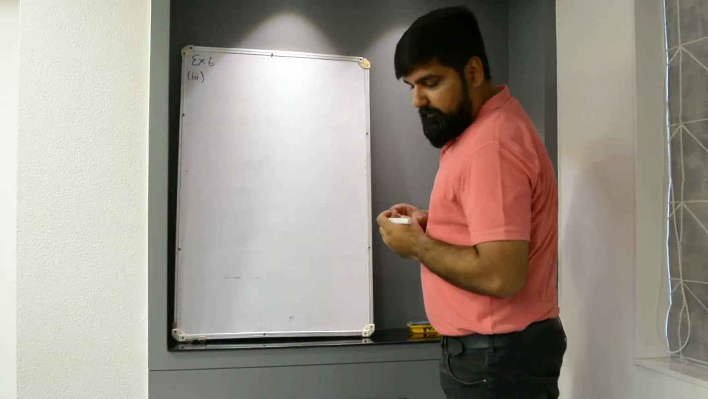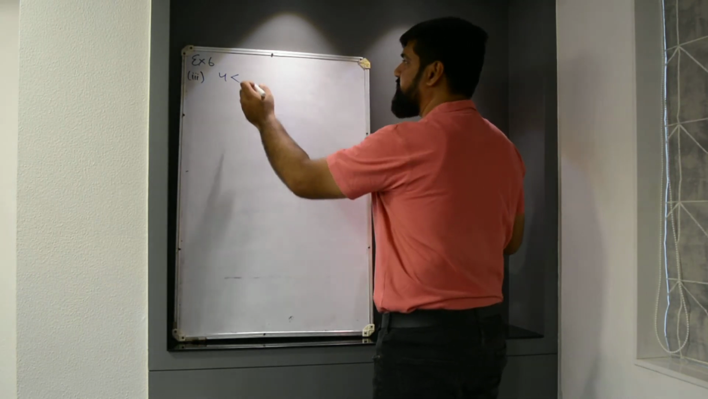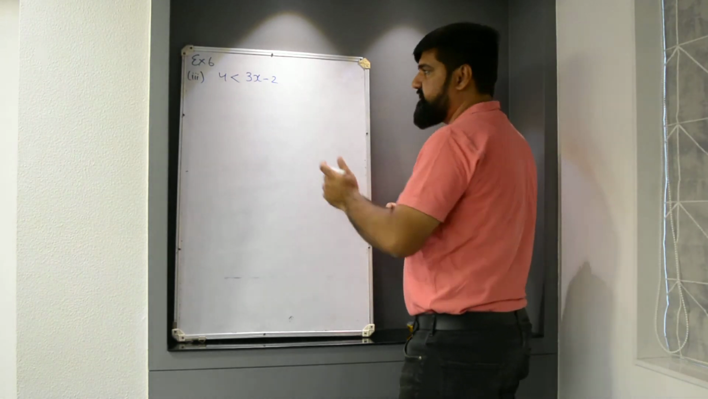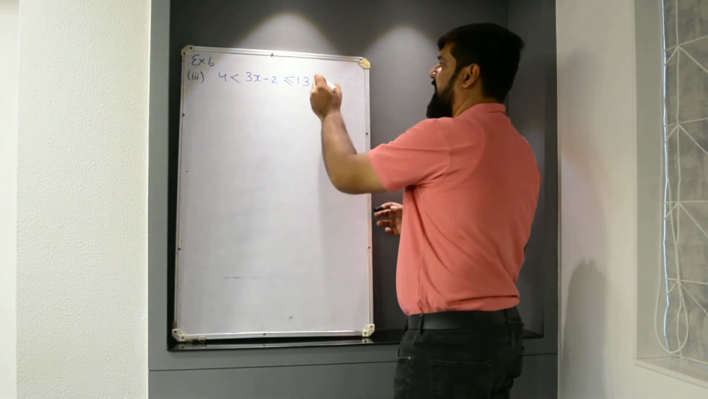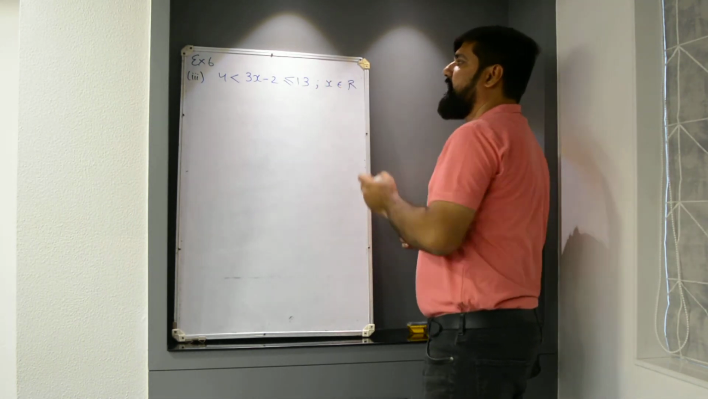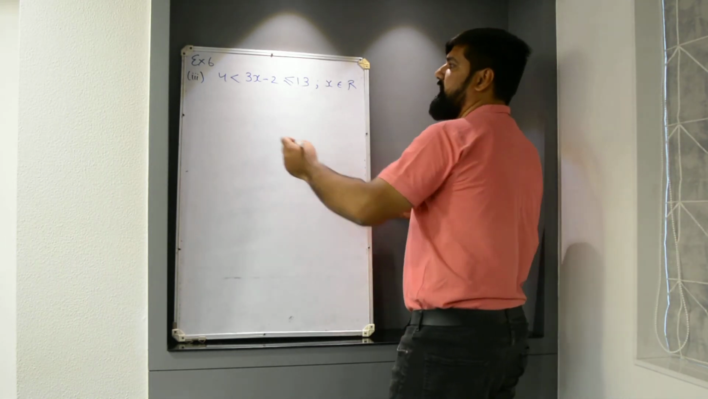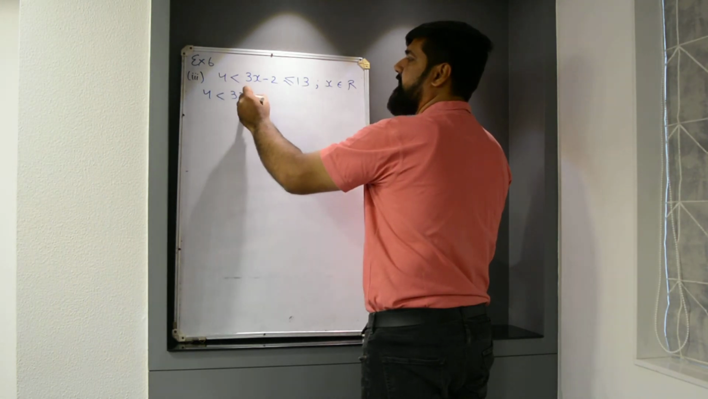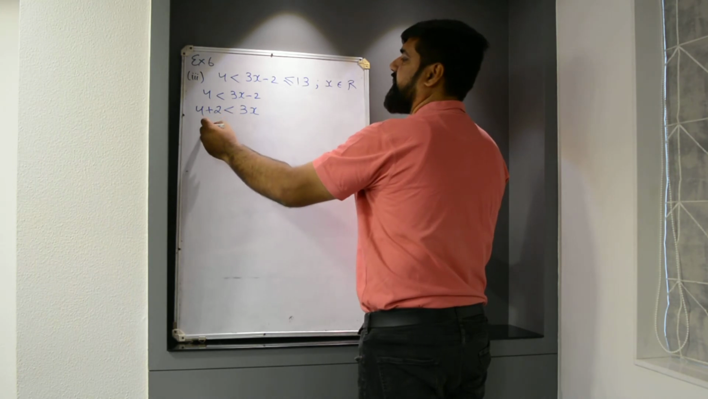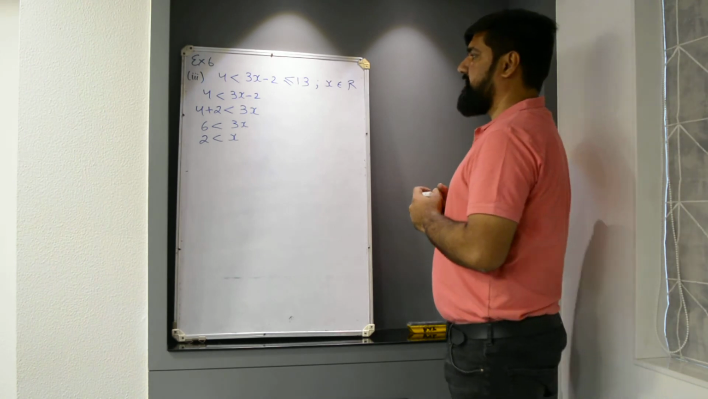we have been given, first, x belongs to 4 less than 3x minus 2, which is less than or equal to 13, and with this we have been given x belongs to R, real numbers. Okay, so first we'll find the solution of this inequation. So 4 is less than 3x minus 2, 4 plus 2 is less than 3x, 6 is less than 3x, 2 is less than x. That is the first solution.